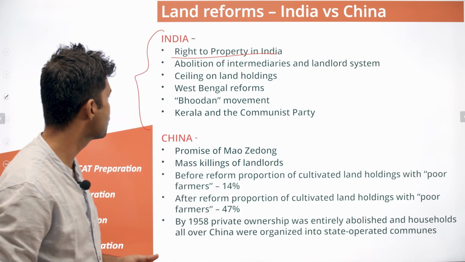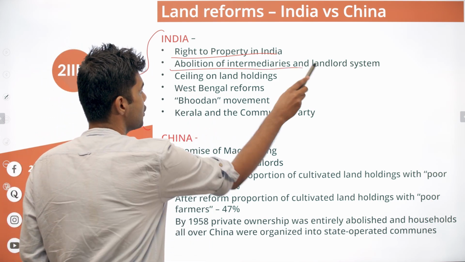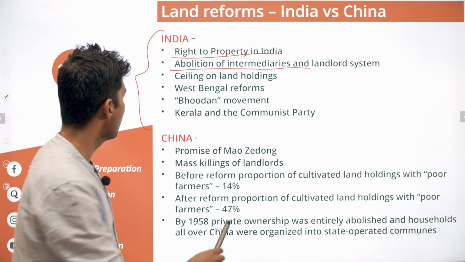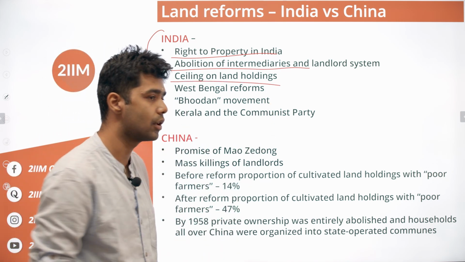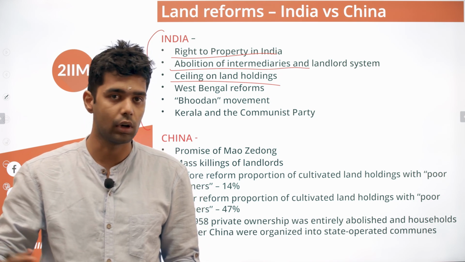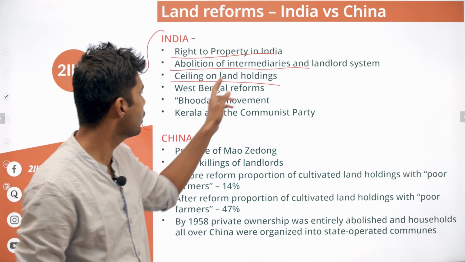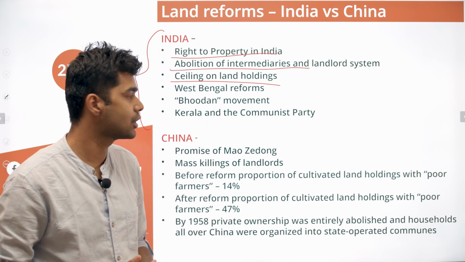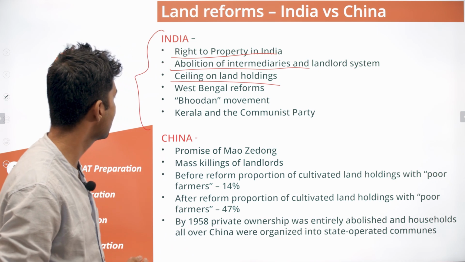It was eventually abolished. We tried to abolish intermediaries in the landlord system by law. So we tried to do that. And there was a ceiling on land holdings. So a private person cannot really hold more than a specific allotment of land. This ceiling on land holding varied from state to state because land is basically a state subject. So different states had different rules.